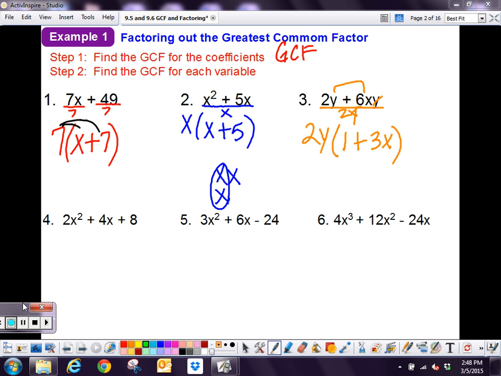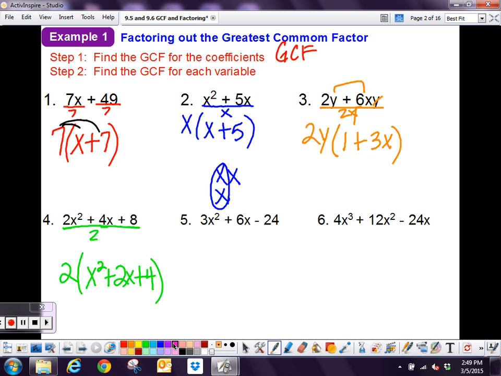Number 4. I look at the coefficients, 2, 4, and 8. My GCF there is going to be 2. I also want to see if there are any variables they all have in common. They all have to have it to be able to take it out, and they don't. 2 of them have x's, but the other doesn't. So I'm going to just take out a 2, and when I do that, I'm going to be left with x squared plus 2x plus 4.